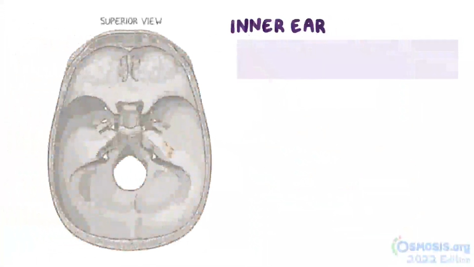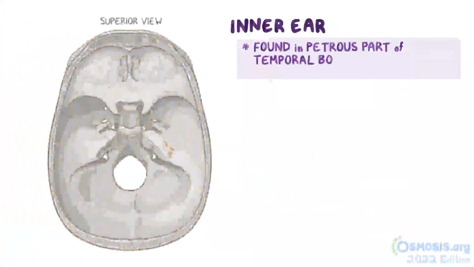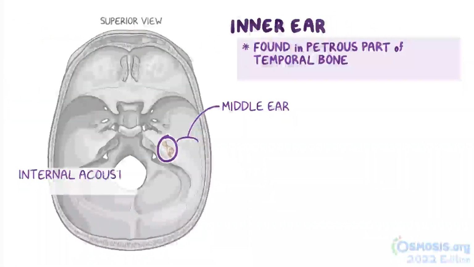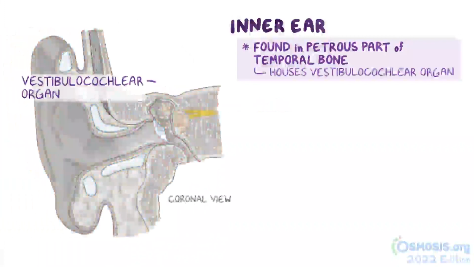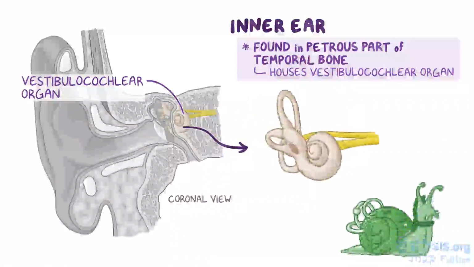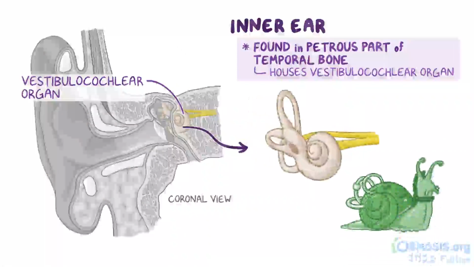The inner ear is found in the petrous part of the temporal bone, between the middle ear laterally and the internal acoustic meatus medially. It is a small and important area which houses the irregularly shaped vestibulocochlear organ, which kind of looks like a snail shell attached to a few bony rings.